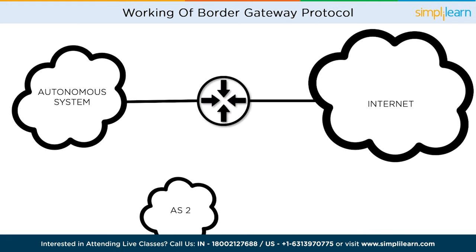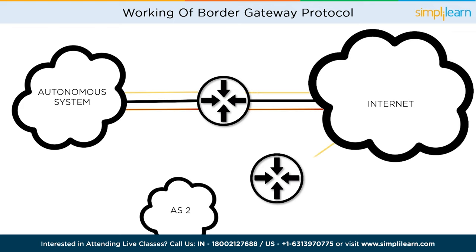The internet consists of numerous autonomous systems, and BGP ensures that packets are properly forwarded between them. When a BGP router connects to a neighboring AS router, known as external BGP, it possesses routing tables containing information about the available paths on the global internet.